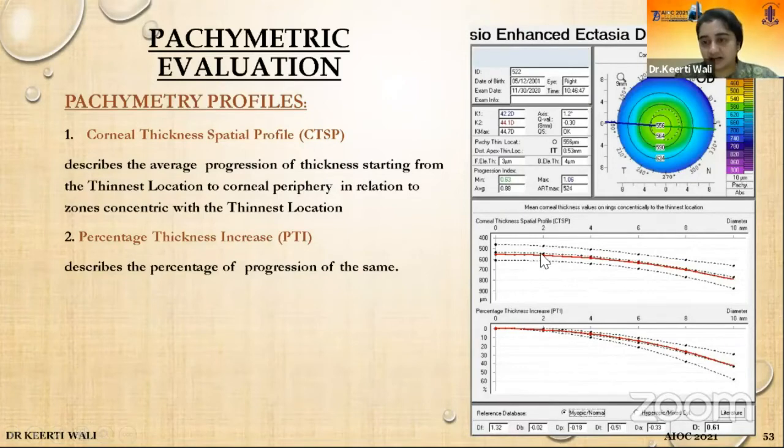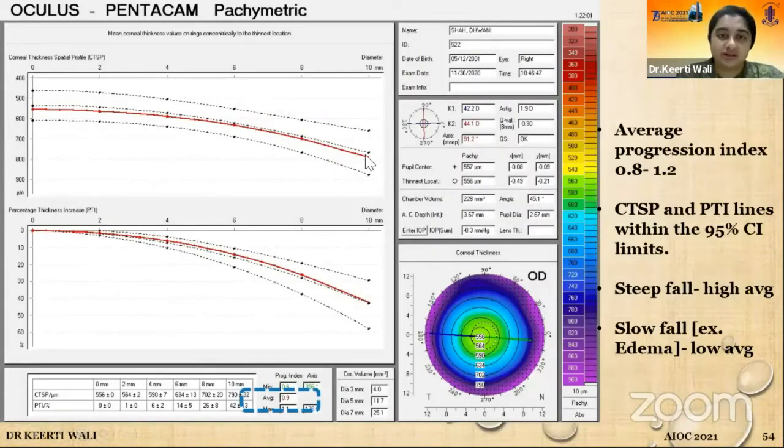And this also has 2 graphs, which are a corneal thickness spatial profile and the percentage thickness increase profile. Okay, so in this, what we have to see is 3 points. One is the curve, the red line, where it is lying. It has to be lying within the 95% confidence interval limits in both the graphs, and the average progression index.